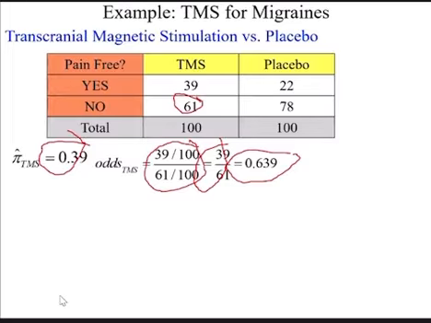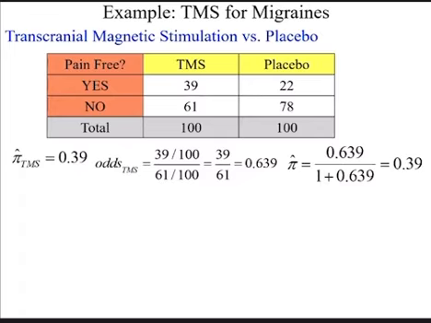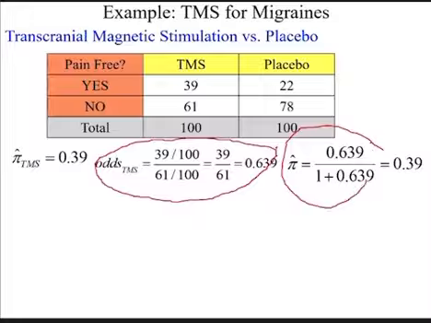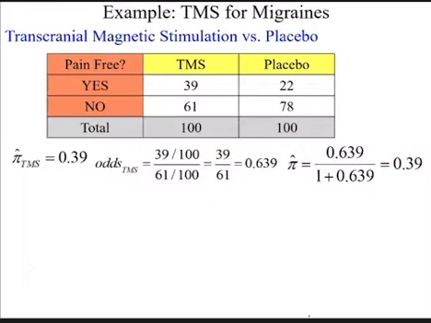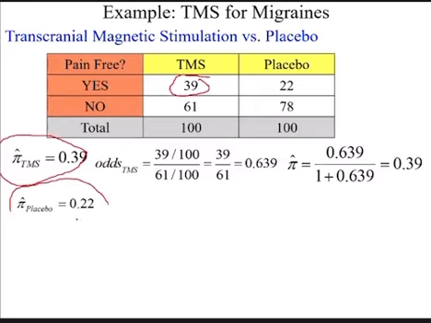Please pay attention. When I get that, take a look at that. When my odds equal that, then I can get my pi out, and my pi is 0.639. Look at that. Now, when I get a pi out, what is the implication? I get a pi out for those that record pain-free with the treatment and those that record pain-free with the placebo. Take a look at that.